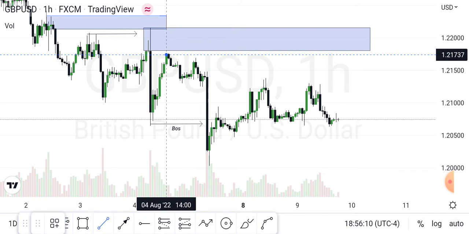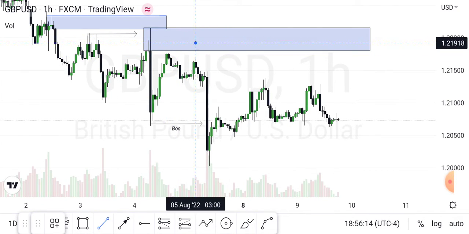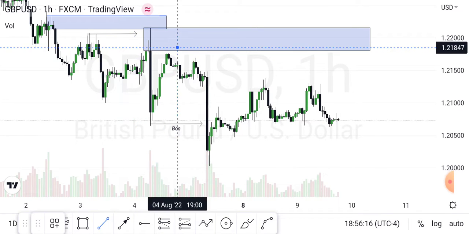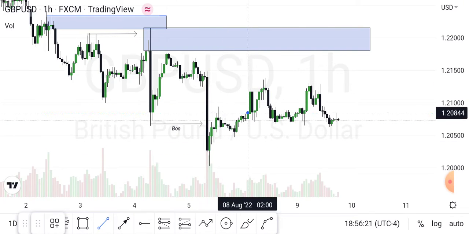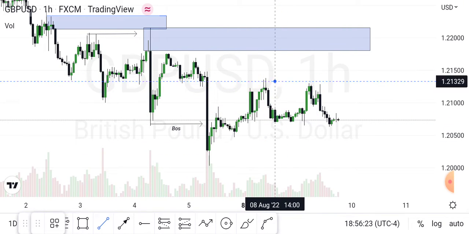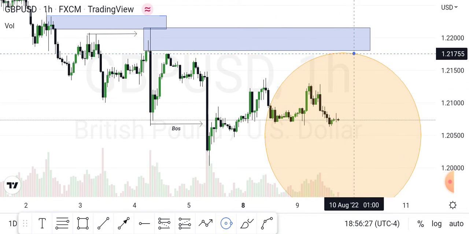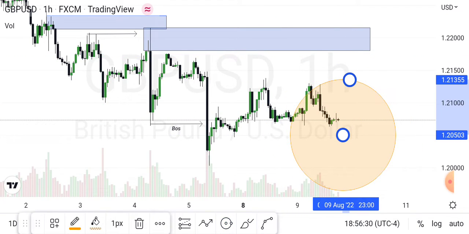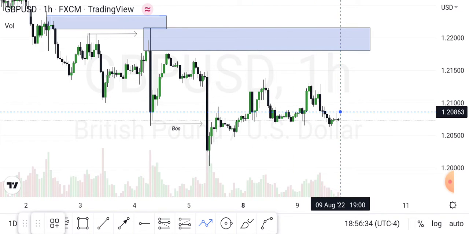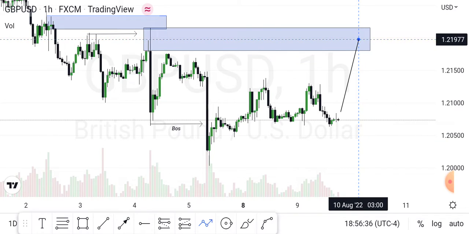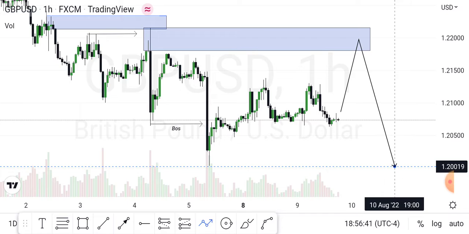I will take this here as inducement, because we have this order block which was not mitigated. Rather, price came close, we broke structure to the downside, and all of this price action is forming here. So I will expect price to come and mitigate this order block before I start looking for entries, and expect this low to be taken out.